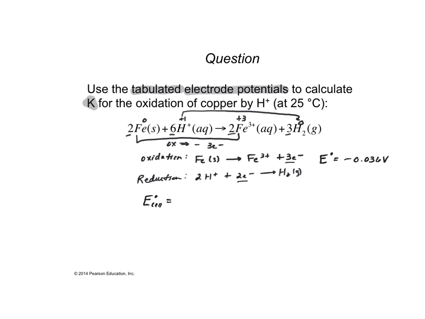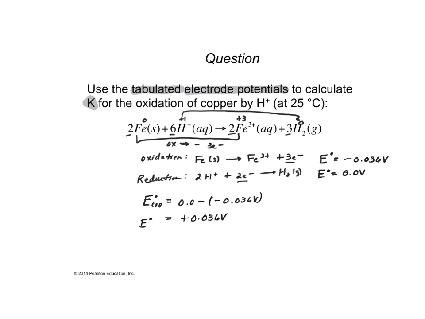And then in our table, protons gaining electrons going to hydrogen. That is our standard hydrogen electrode, so it has a potential of 0 volts. So now we'll calculate the cell potential from these. This is just going to be our reduction, our cathode, which is 0, minus our oxidation, our anode, minus a minus 0.036 volts. So this gives us a positive 0.036 volts.